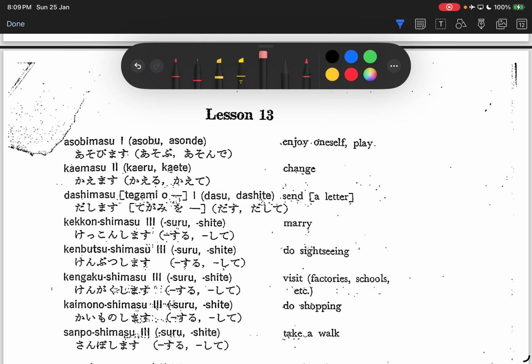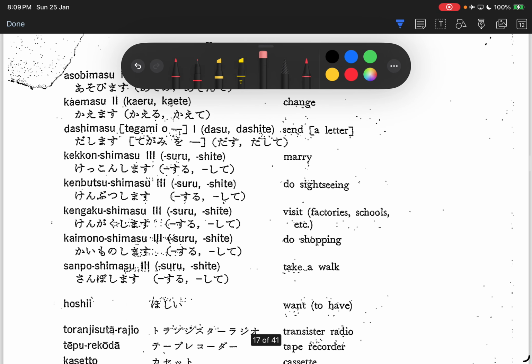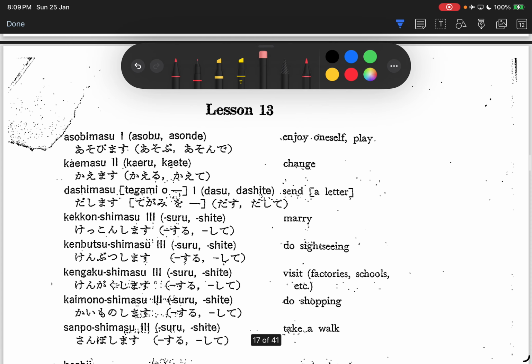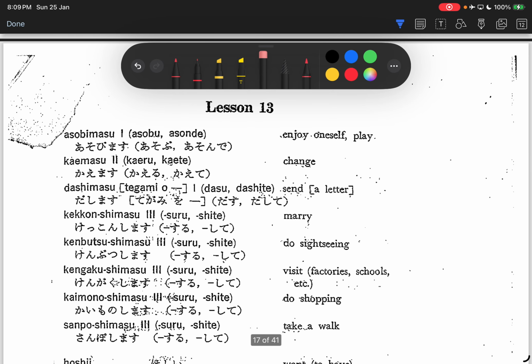Dashimasu. So next one, kekkon shimasu. Kenbutsu shimasu. Kengaku shimasu. Kaimono shimasu. Sanpo shimasu. You can see on the right hand side we have a group 1, group 2, and then a group 3 kind of marking over there. So just remember this for now.